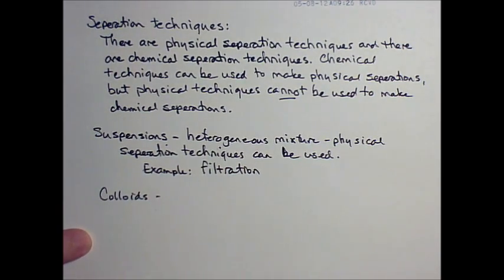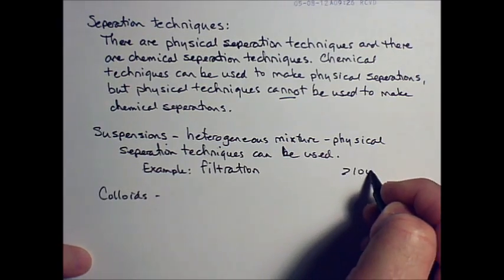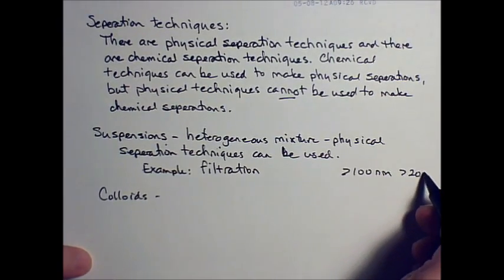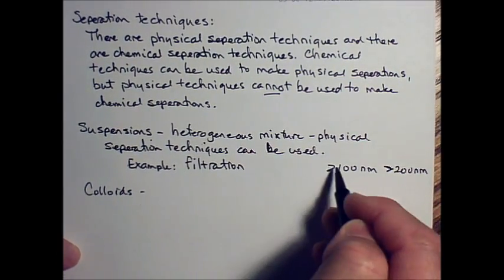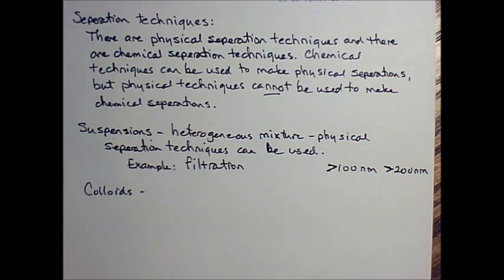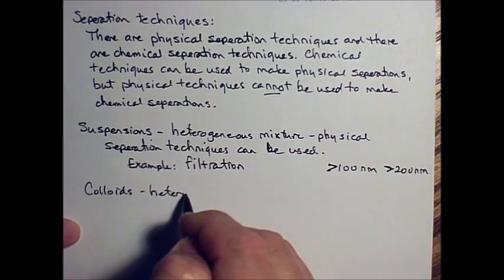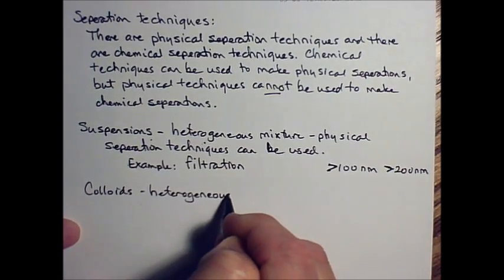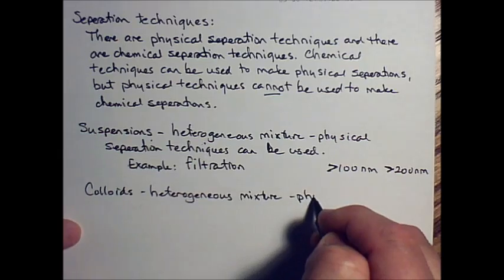Colloids. So remember, suspensions have particles that are greater than, depending on who's doing the defining, either greater than 1,000 nanometers or greater than 200 nanometers. And so you can use filters to separate out things that are that large. Colloids, on the other hand, have much smaller particles. Colloids are typically also a heterogeneous mixture. So we can use physical separation techniques.